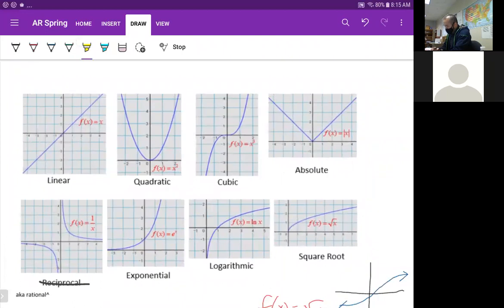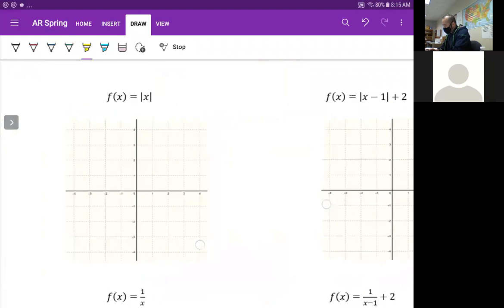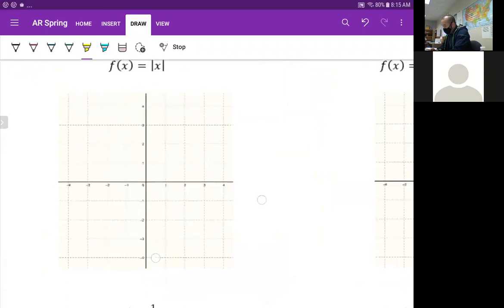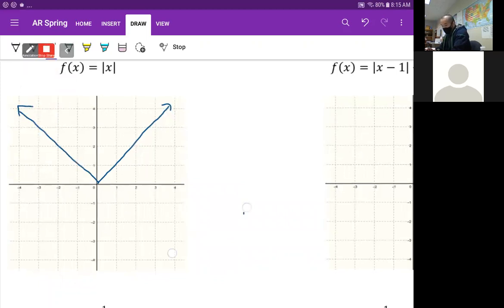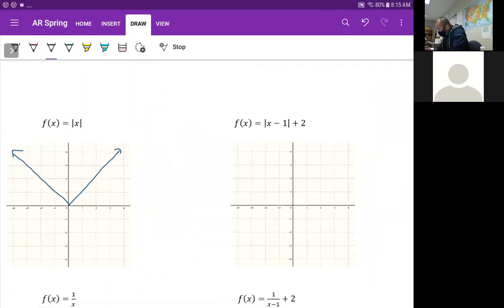The ones we're looking at today are the rational and absolute value. So for absolute value, it looks like this. And then this one has a shift. So it goes 1 to the right and then 2 up.